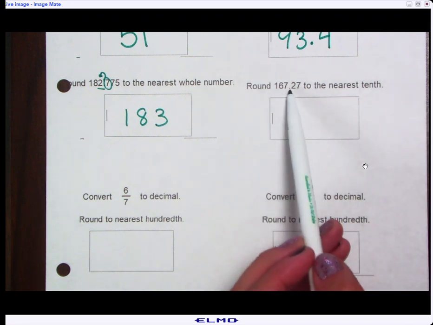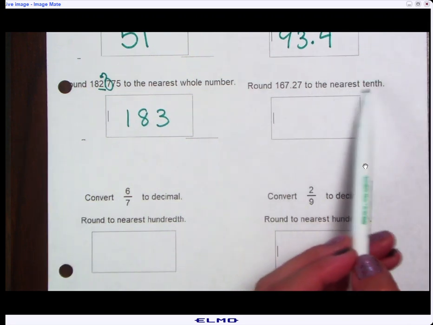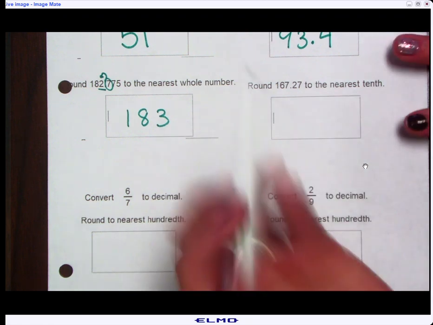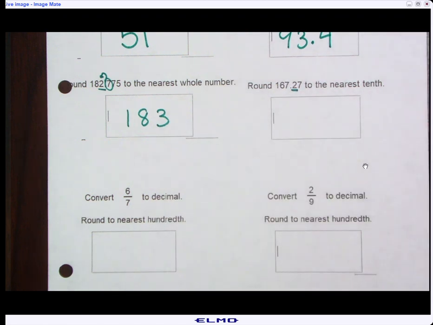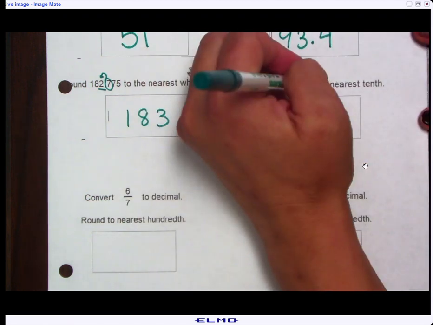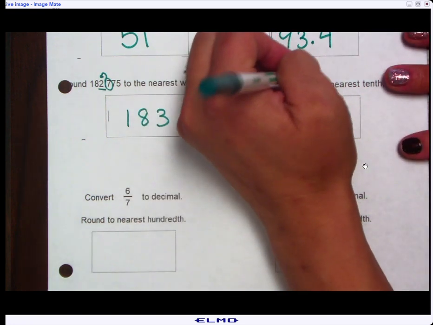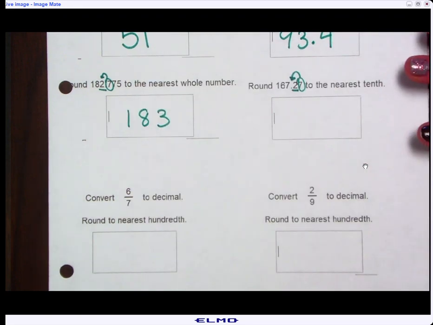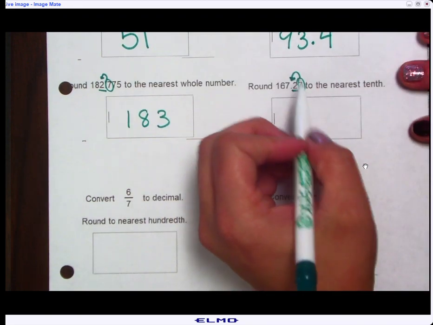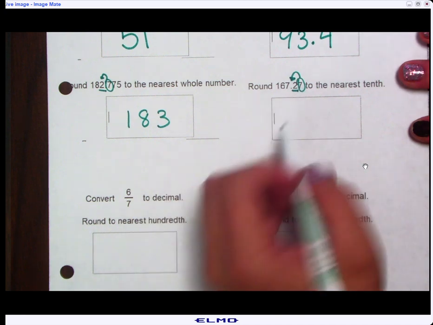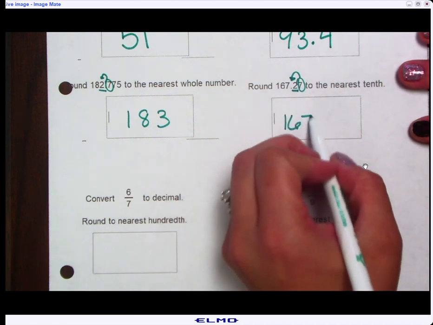Round 167.27 to the nearest tenth. All right, well, here's my tenths place. I've underlined it. I'm going to circle the spot behind it. It's a 7. 5 and above. Oh, that's right. We said that in the last problem. 7 is greater than 5. And so this 7 is going to round this to a 3. 167.3.